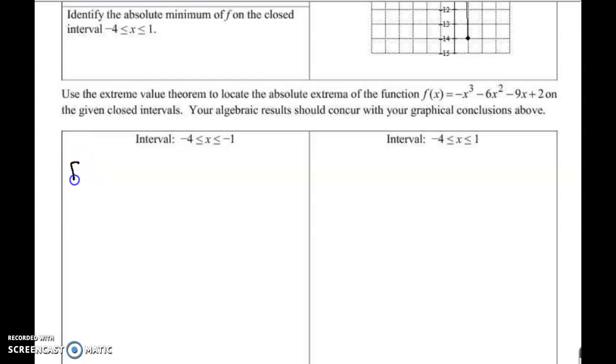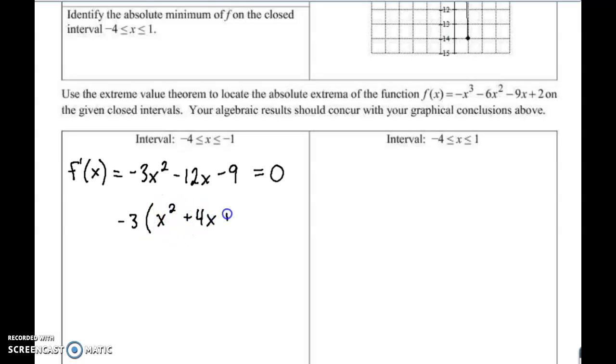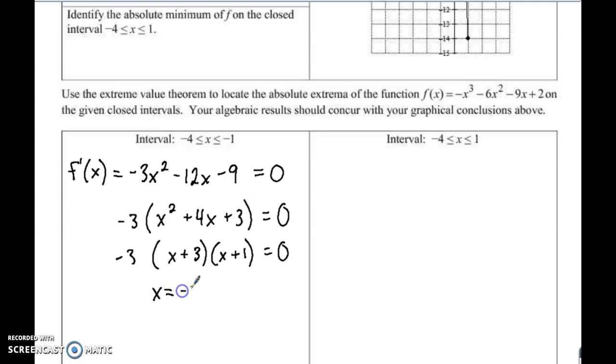Well, let me put it this way. What we'll be doing is we'll be taking the derivative of the function. So if we did that, we'd have negative 3x squared minus 12x minus 9. And we're going to set that equal to 0. Now, if I were doing this, I would factor out a negative 3. So we'd have x squared plus 4x plus 3 is equal to 0. So we could factor that as (x plus 3)(x plus 1). And then we could set those equal to 0. We would have negative 3 and negative 1.